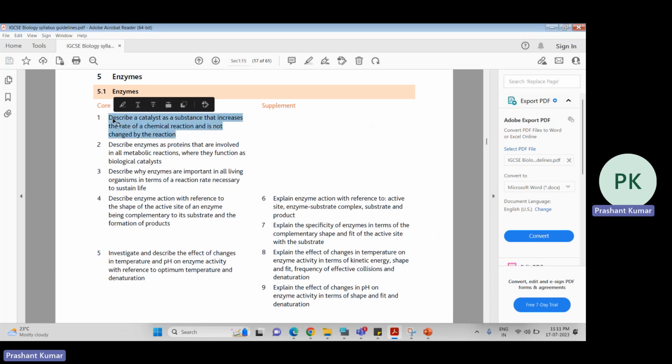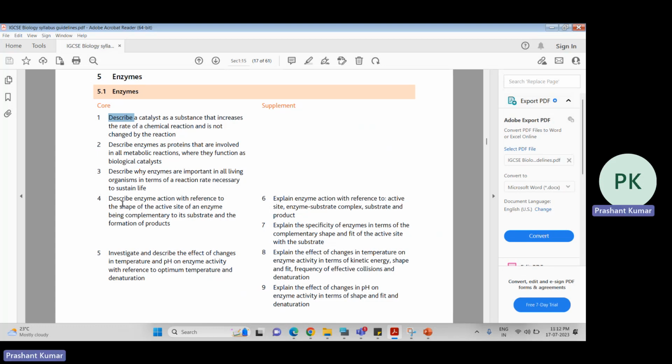So if you can see in the syllabus, they have changed define to describe. That means they are not going to ask any defined term in the question. Then describe enzyme as a protein involved in metabolic reaction where they function as a catalyst. Then we have to discuss how enzymes are important in all life. When we say all life, the meaning is that all metabolic reactions are controlled by the enzyme.